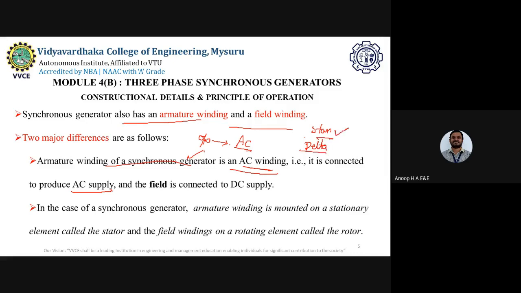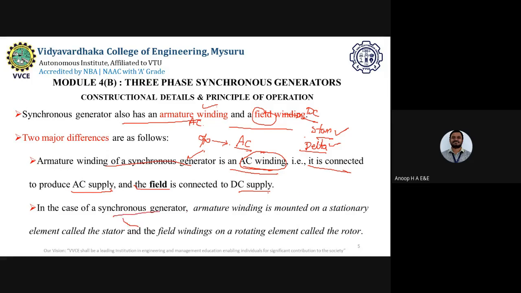Okay, so these are the connections which I have, the star connection and the delta connection. Overall, I'll be calling it the AC winding. It is connected to produce the AC supply, and you will have the field winding. This armature winding we generally call the AC winding, and this is the field winding where a DC supply is given. That is where I'll be talking entirely with respect to the DC supply.